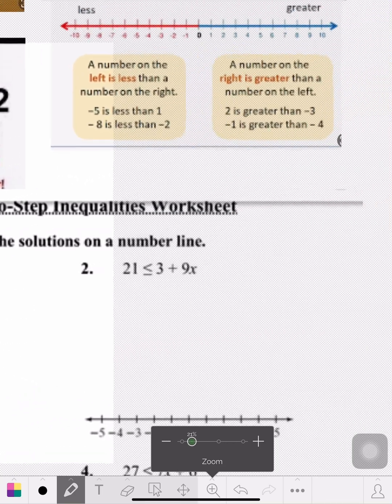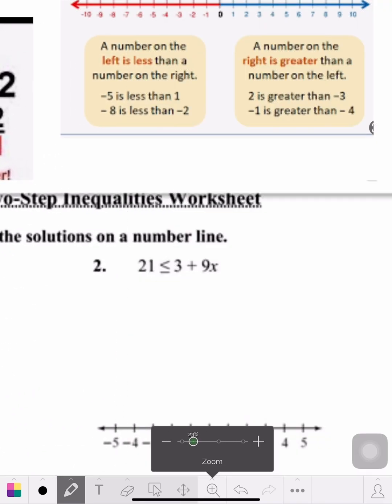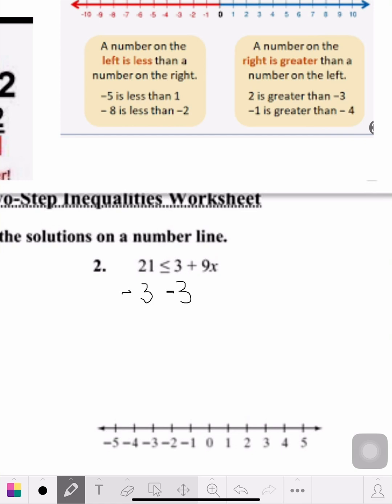Let's go on to number 2. In this one it says 21 is less than or equal to 3 + 9x. So let's get the x by itself. We've got a positive 3 there, so let's do a negative 3. Subtract 3 from both sides. We subtract 3 from this side and we subtract 3 from this side. The 9x gets carried down. The 3s cross each other out, a positive 3 and a negative 3 make 0.